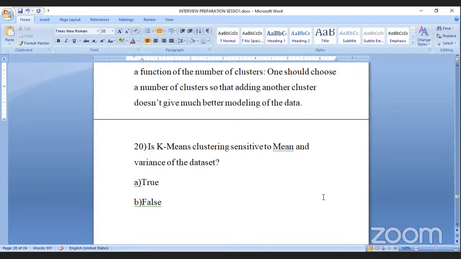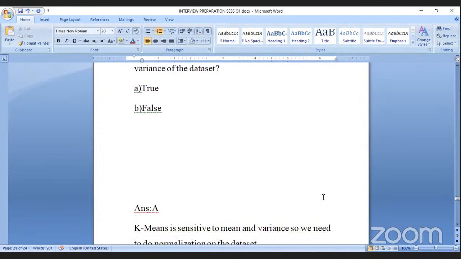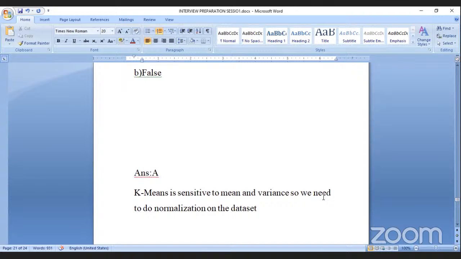A, true. Good responses. Wonderful. Appreciate it, friends. So let's move to the answer. The answer is true, friends, option A. K means is sensitive to mean and variance, so we have to apply normalization to the data set. Just make a note of it.